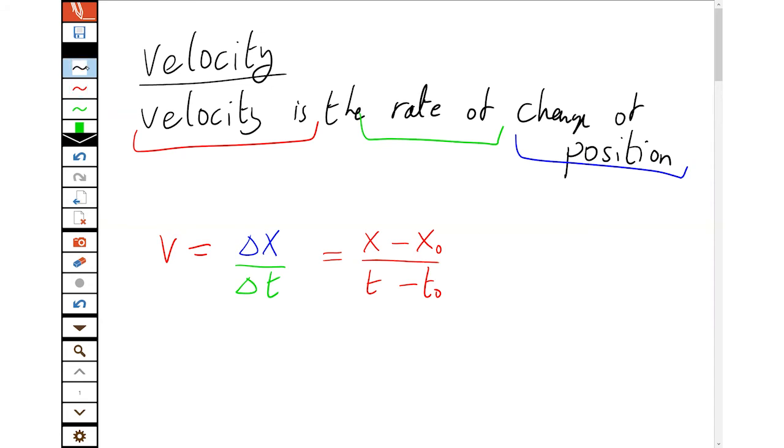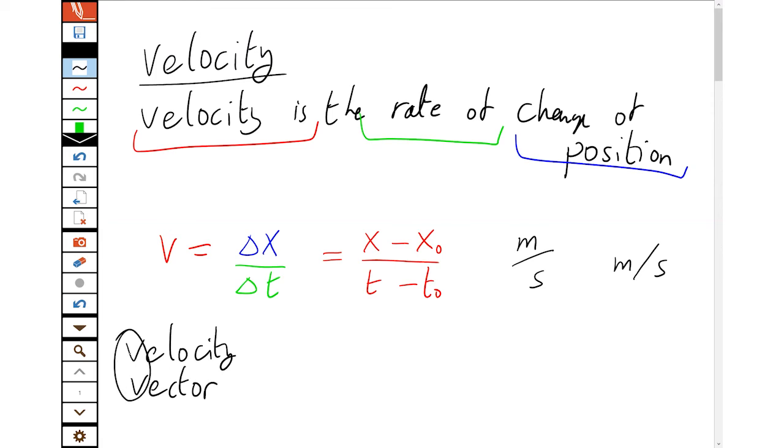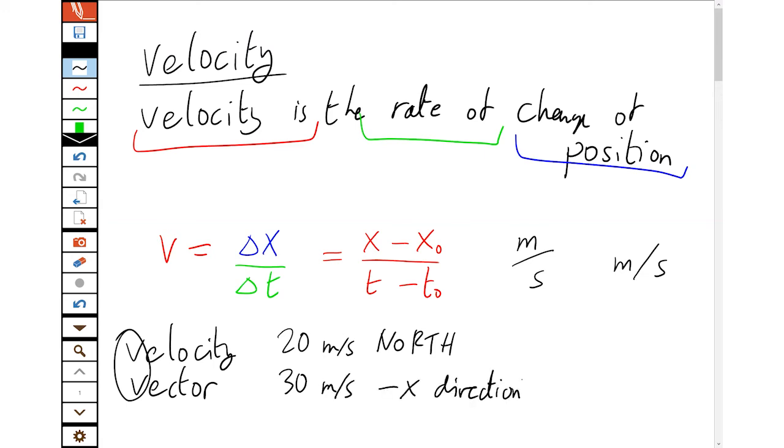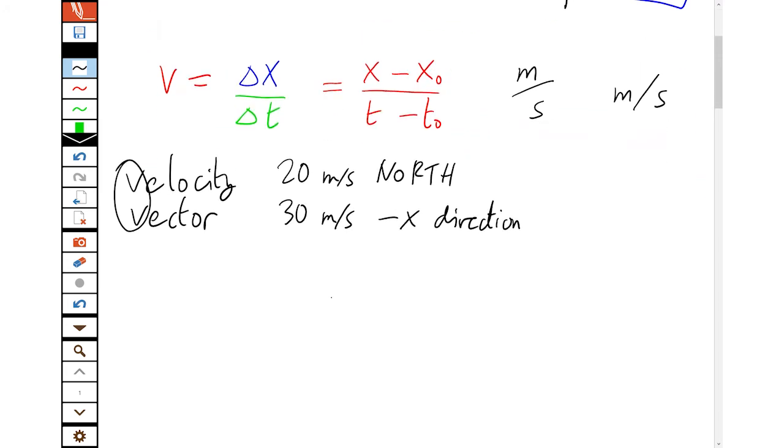Now, we know position is measured in meters and time is measured in seconds. So velocity is measured in meters per second. And remember, velocity is a vector, v. So remember, that always has to have a direction. So we might have 20 meters per second north, or we might have 30 meters per second in the minus x direction.